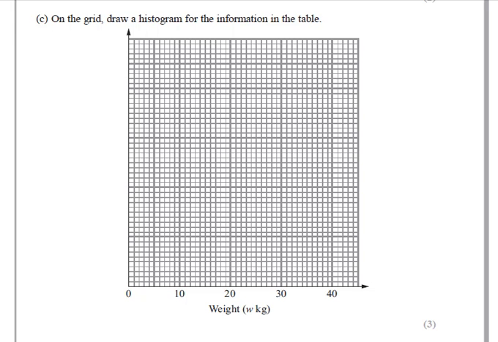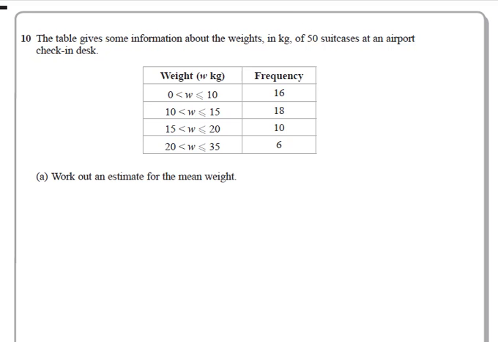Okay, question 10 part C is on the grid, draw a histogram for the information in the table. So on the horizontal axis we're going to plot the weight, on the vertical axis we're going to plot the frequency density, and we're going to need to refer back to the table to calculate the frequency densities for each class width first. So we need to calculate the frequency densities.